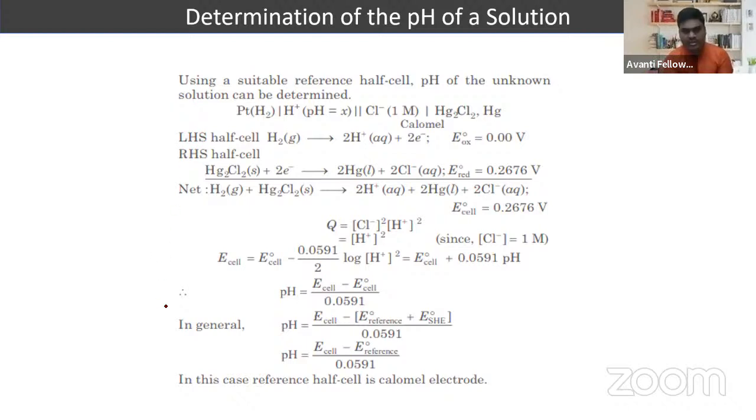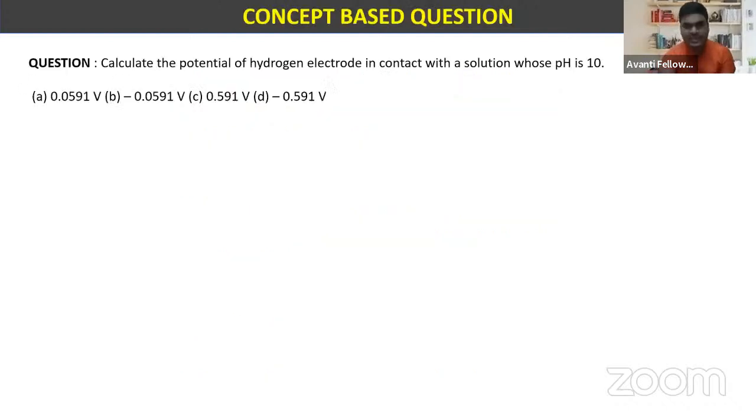So we know that E cell is equal to E naught cell minus 0.0591 log [H+] concentration. So what is this H plus? This is nothing but pH. So pH comes out to be E cell minus E reference. So pH is equal to E cell minus E reference upon 0.0591.